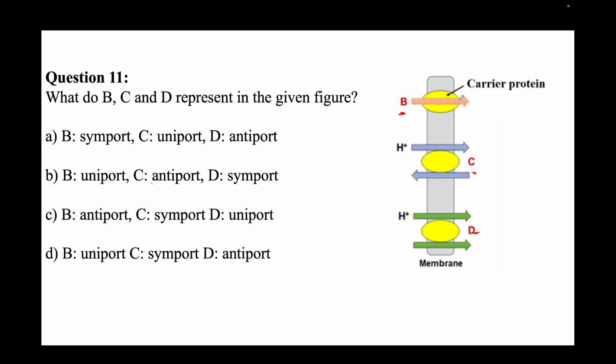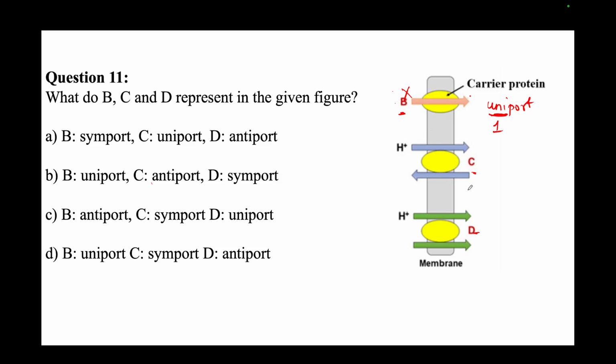The correct answer would be, what is B? B is uniport. Uni means one, right? So here we have only a single molecule passing from left to right. So let's say we have a molecule X. X is passing from the left side of the membrane to the right side of the membrane. These are the carrier proteins, different types of carrier proteins. So this is a uniport type of carrier protein.